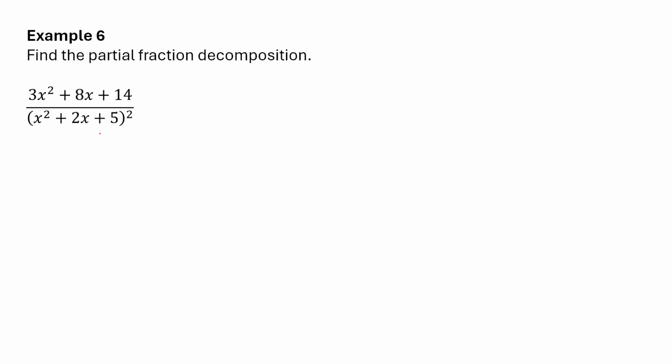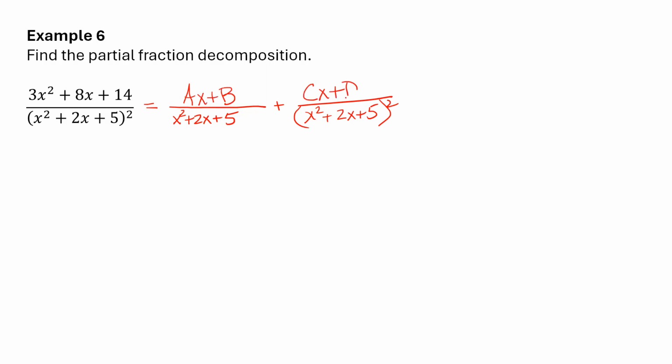The denominator is actually already factored. You can't factor x squared plus 2x plus 5. So it's already 2 factors of x squared plus 2x plus 5. So we just have 2 fractions. Both of these denominators have quadratic factors, so raised to the second power on x. So the numerators need to be linear. So ax plus b, so cx plus d.